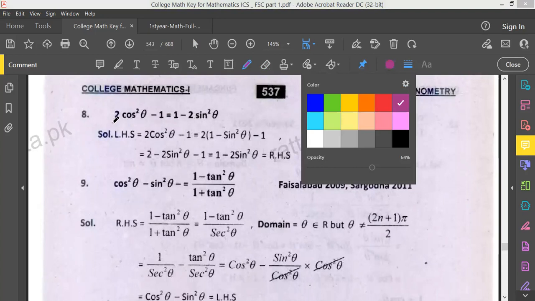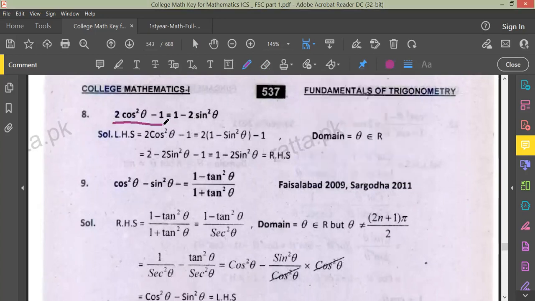So question number 8 is simple. 2 cos square theta minus 1 is equal to 1 minus 2 sine square theta. After taking the left hand side, 2 cos square theta minus 1 will be equal to 2 cos square theta minus 1. Here we apply sine square theta plus cos square theta is equal to 1.